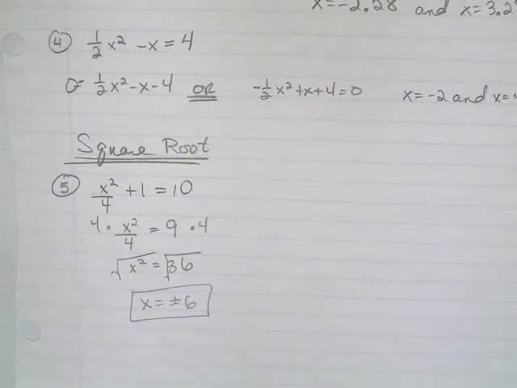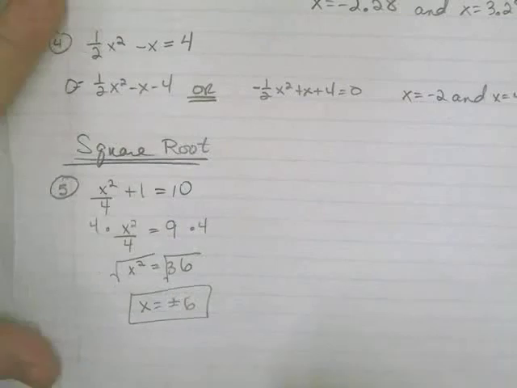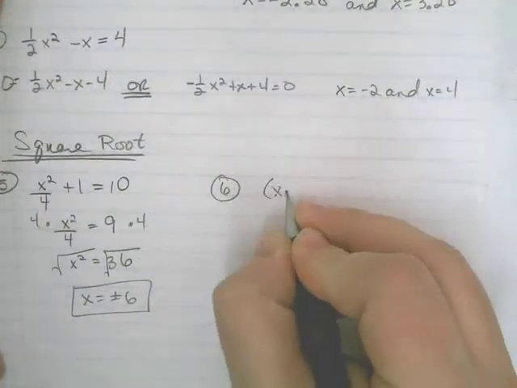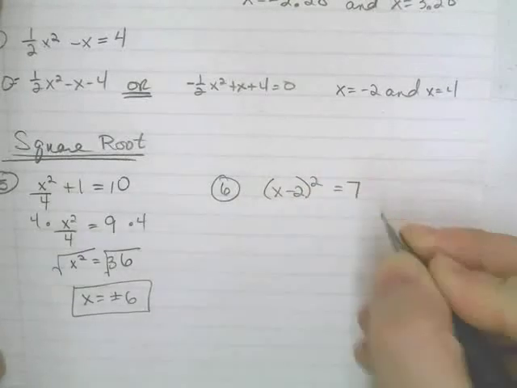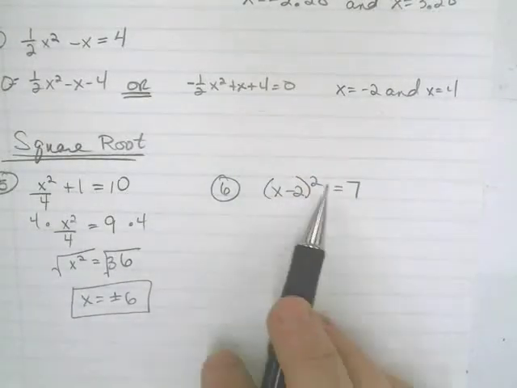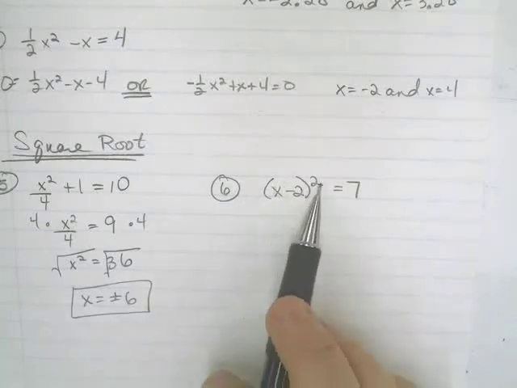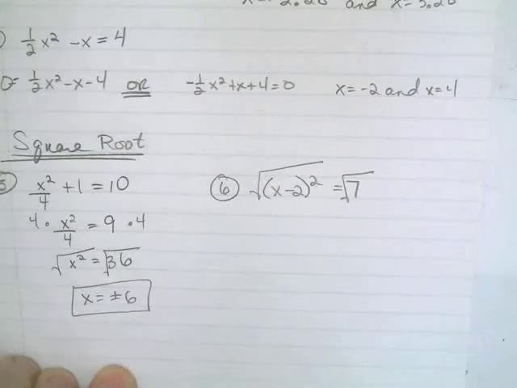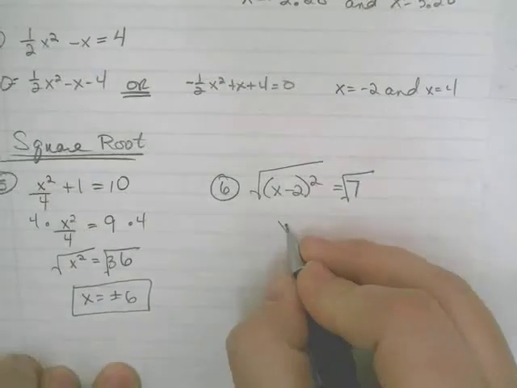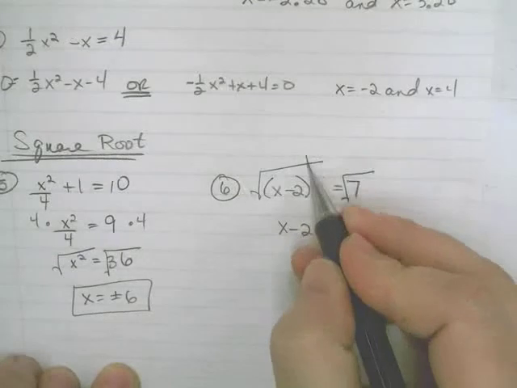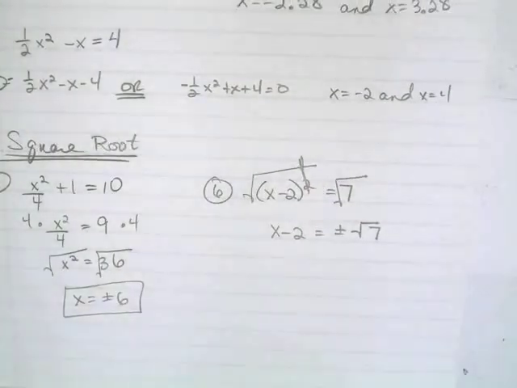Okay. Now, sometimes you're going to have parentheses. And so the parentheses are going to be changing it up some. So I'm going to say this. Now, with parentheses, you have to take care of the outside first. The only thing on the outside is the square. So I'm actually going to take the square root first, which is different than what I did on this one on the left. So I have x minus 2 is equal to plus or minus the square root of 7. This squared and square root kind of cross off, so that's why I'm just left with the x minus 2.